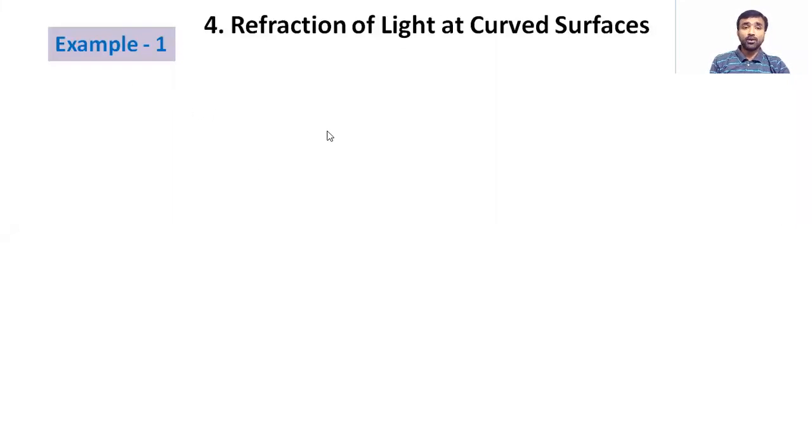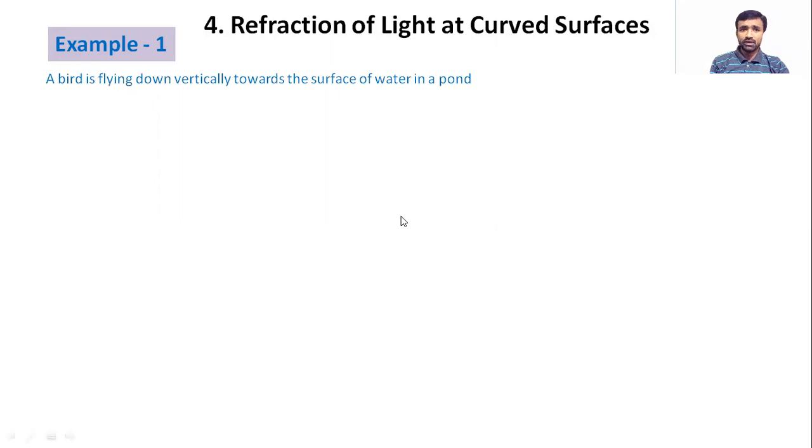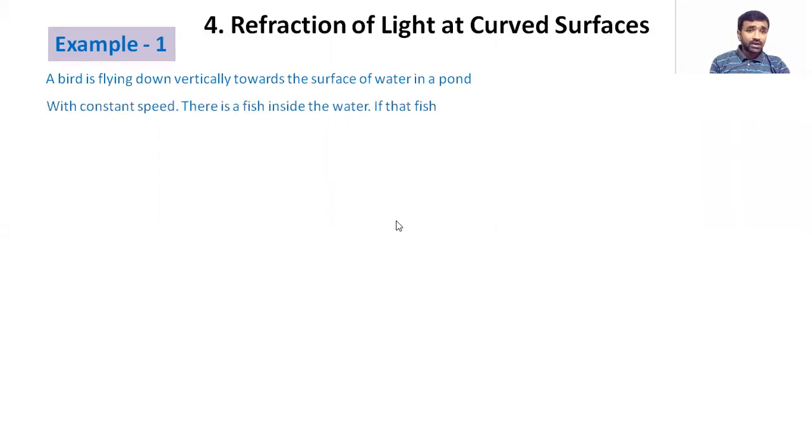Today's topic is applications on curved surface and a plane surface formula. Here the very first problem is about a bird problem, right? Look at that question, what is asked actually. A bird is flying down vertically towards the surface of water in a pond with a constant speed. There is a fish inside the water. If that fish is exactly vertically below the bird, the bird will appear to the fish to be, right?